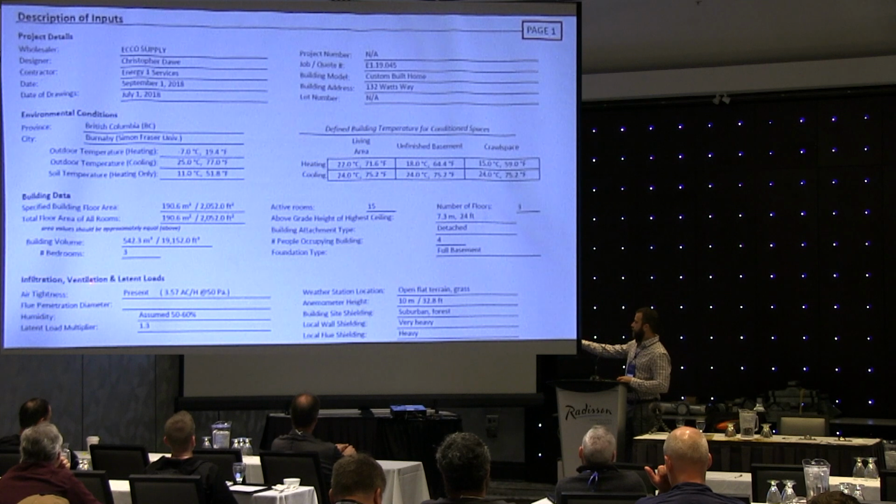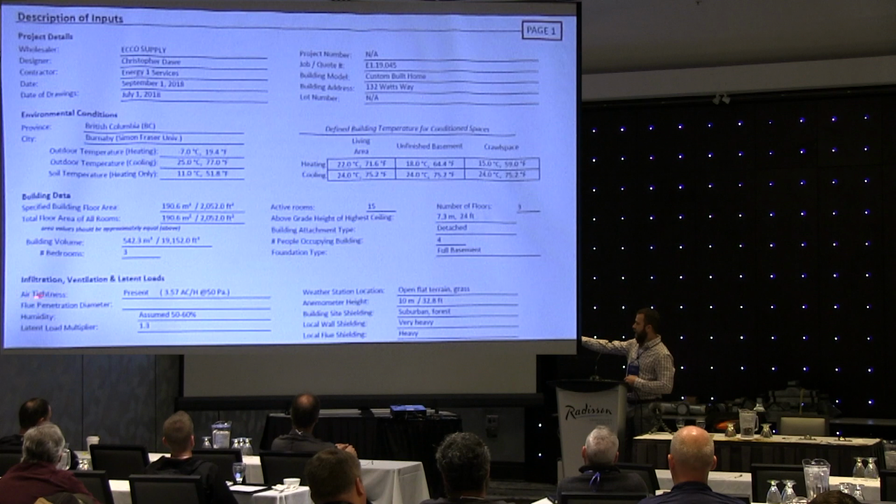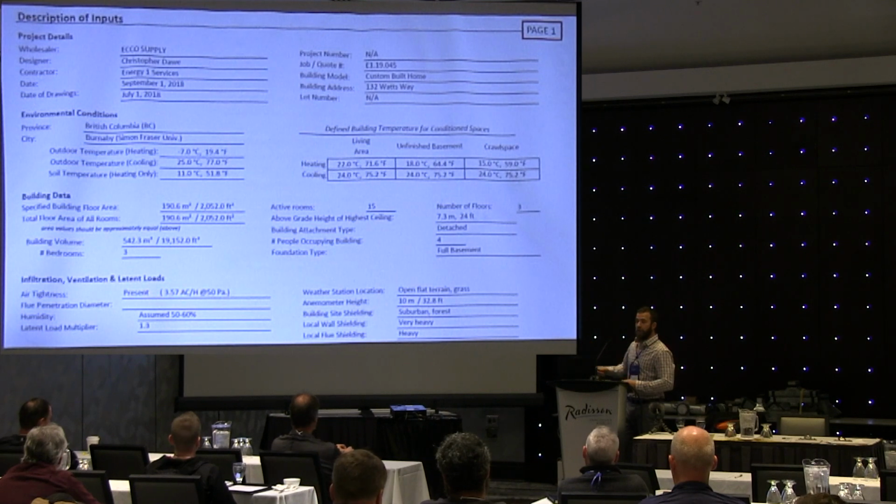So infiltration, ventilation, and latent loads, that's the title of this section here. And the very first thing I see is air tightness. It says present 3.57 air changes per hour at 50 pascals. Who knows what that means? Okay, so 3.57 air changes per hour means how many times the volume of my building, all that air, is changing in 1 hour. And what do I mean at 50 pascals? Pressure differential. Thank you, yeah.